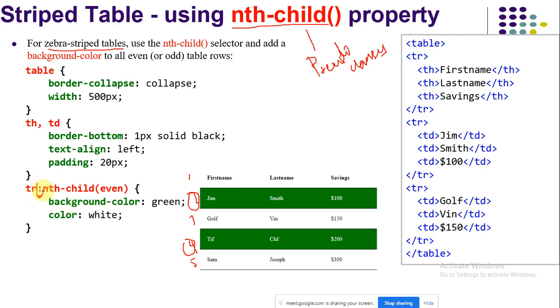For this we have to apply tr:nth-child. Here we have to mention even or odd, or you can mention a number also. If I put 1 instead of this, the first row will be affected. If I put 2, the second row will be affected. So nth-child is a pseudo class. You can search on the W3Schools website so that you can understand more about pseudo classes.